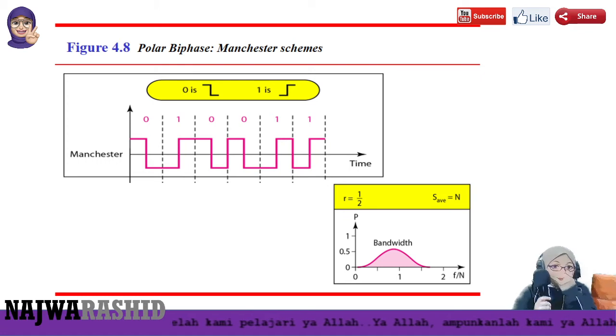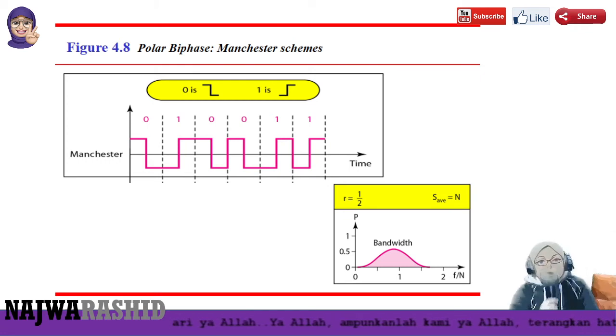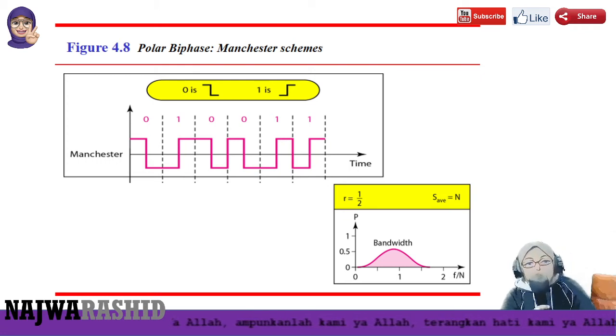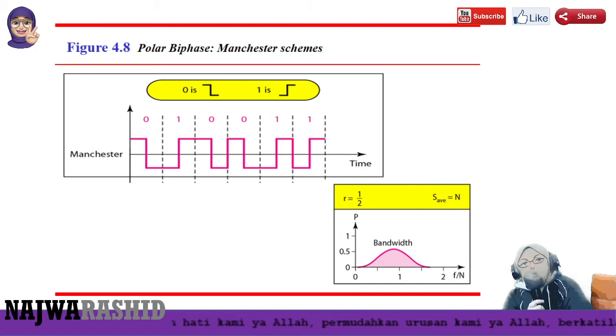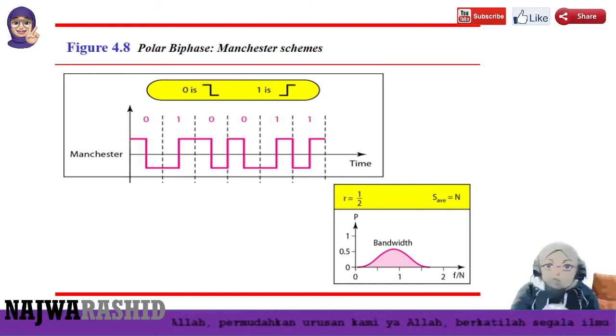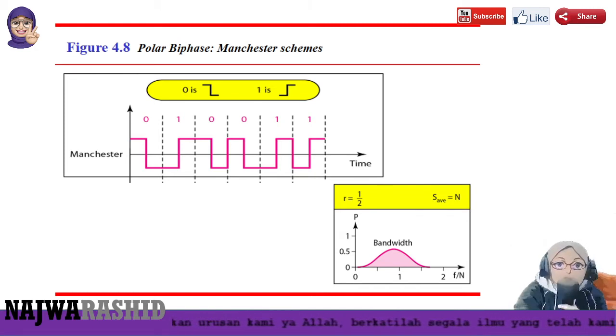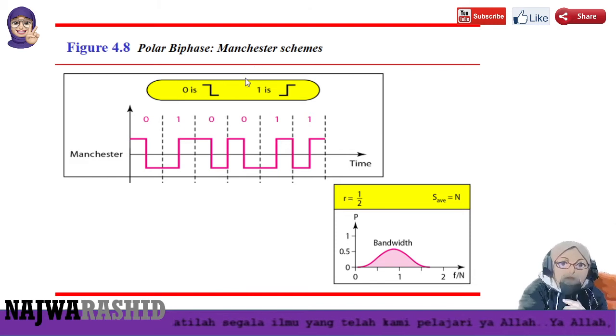Okay, the next technique is under the polar biphase. Okay, the Manchester scheme. In the Manchester scheme, we have two patterns. The first one, the pattern for 0, looks like a Z, and then we have the pattern for 1, which looks like another Z, a different one. So this is the pattern for 0. This is the pattern for 1.